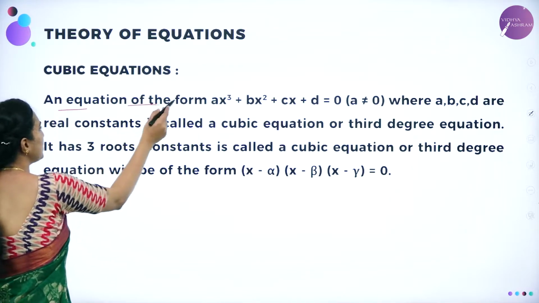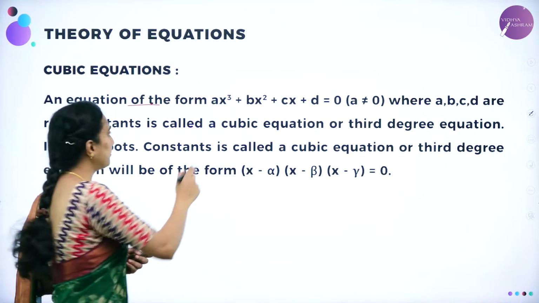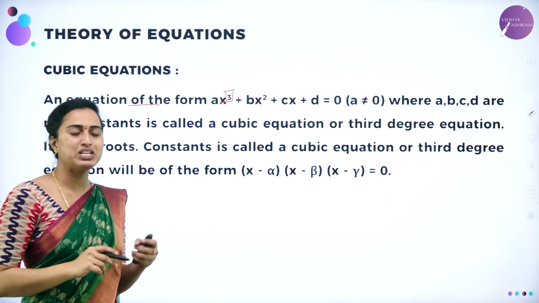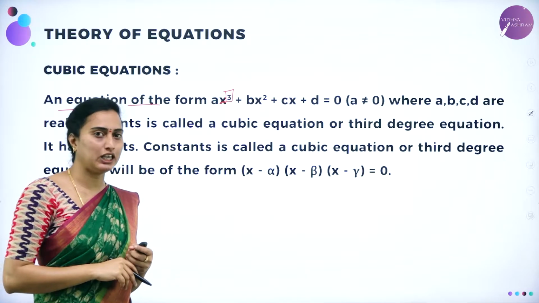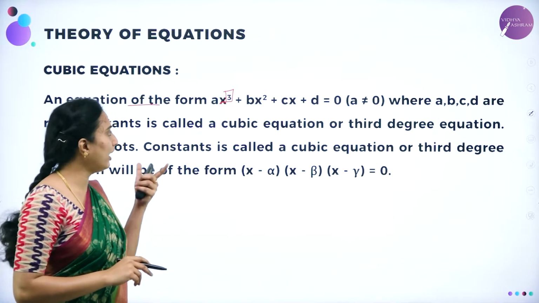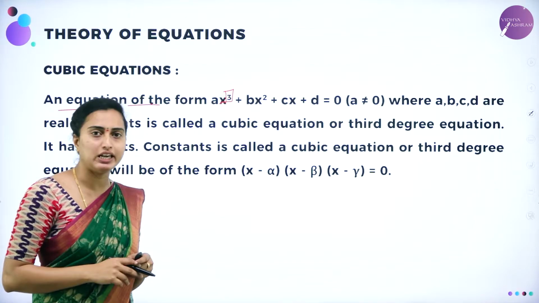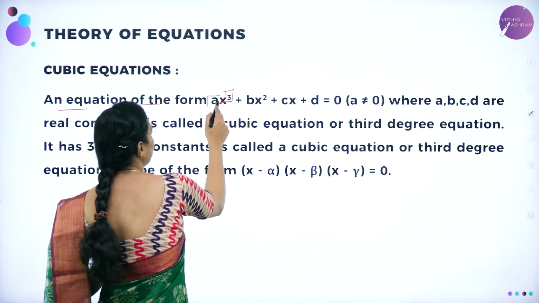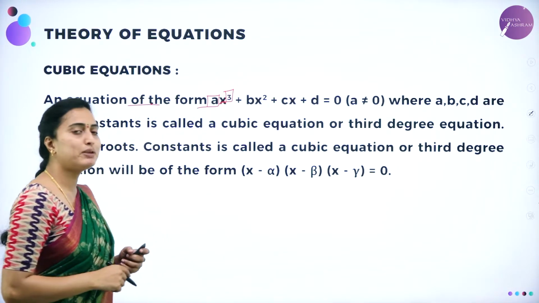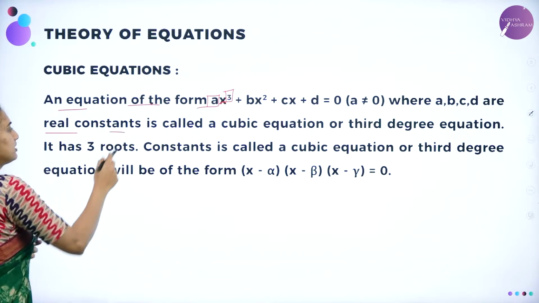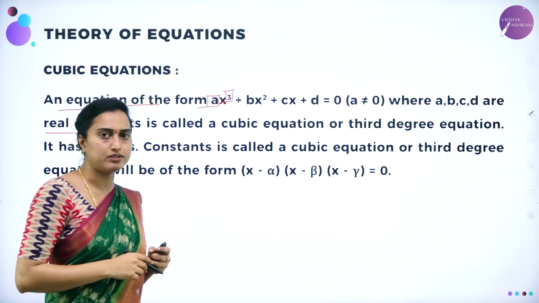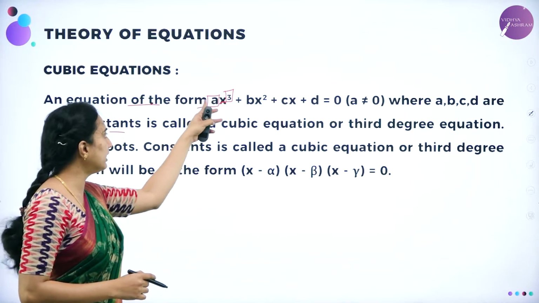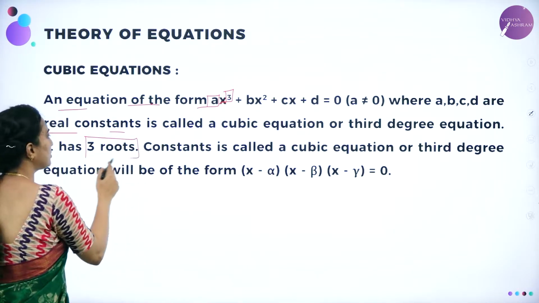An equation of the form ax cube, that means the degree is 3. So an equation having degree 3 is nothing but the cubic equation. It is in the form of ax cube plus bx squared plus cx plus d is equal to 0, where the coefficient of x cube, that is a, must not be equal to 0. Where a, b, c and d are real constants, that means they belong to the real numbers. A cubic equation, or third degree equation, as I told you, will have 3 roots.